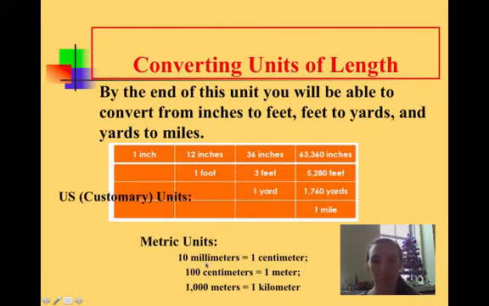Metric units down here, pretty easy with those. 10 millimeters is 1 centimeter, 100 centimeters is 1 meter, 1,000 meters is 1 kilometer.